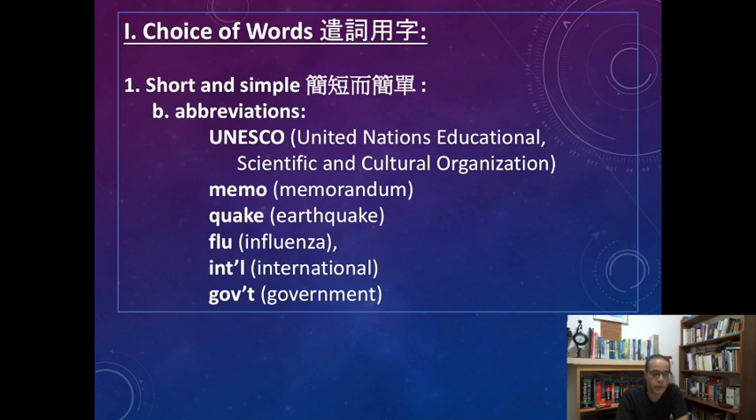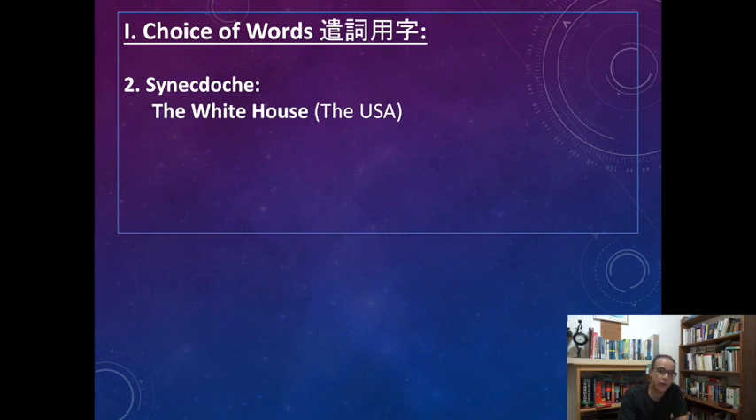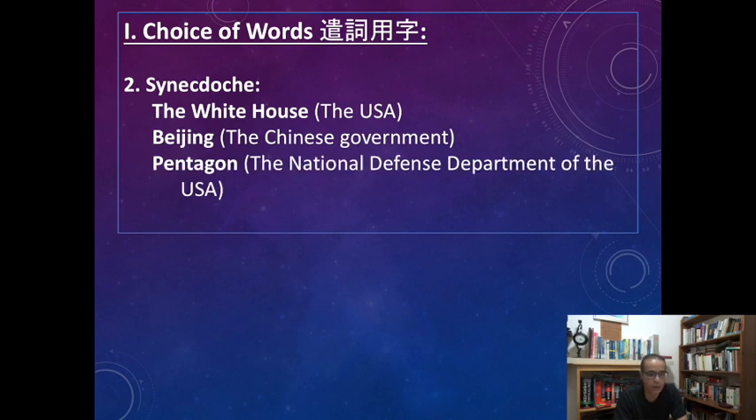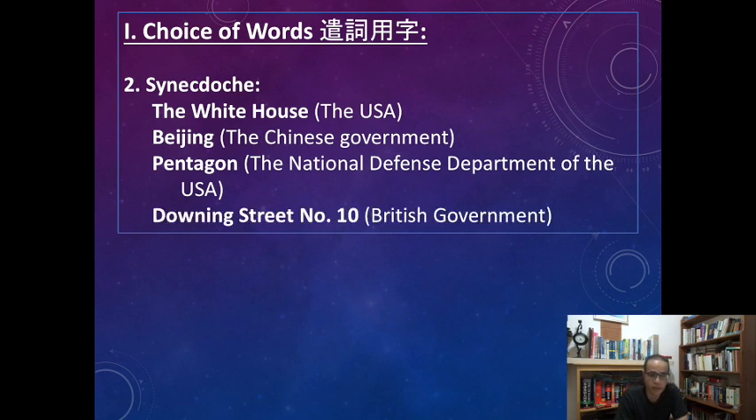You also use synecdoche. You use the part in order to indicate the whole. So you say the White House, referring to the American government. You say Beijing, referring to the Chinese government. You say Pentagon, referring to the National Defense Department of the USA. You say Downing Street number 10, referring to the British government. So you use the part to refer to the whole, and vice versa.